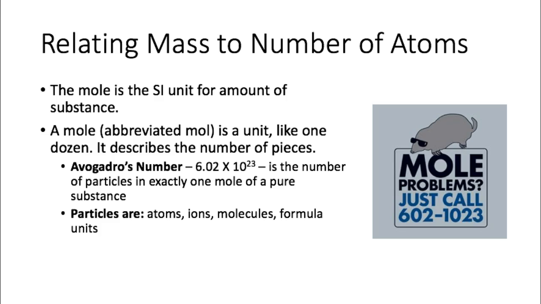Like I just said, if I went to the bakery and said I want a dozen donuts, I would get 12 donuts. If I walked into a chemistry lab and said I want a mole of copper, I would get 6.02 times 10 to the 23rd atoms of copper. Those particles can be atoms, ions, molecules, or formula units. You should recognize those 4 terms and know that whenever we see them, we're going to be using Avogadro's number, or 6.02 times 10 to the 23rd.